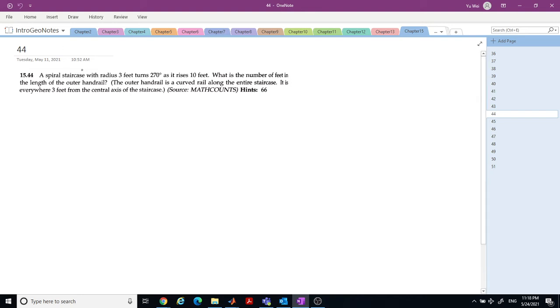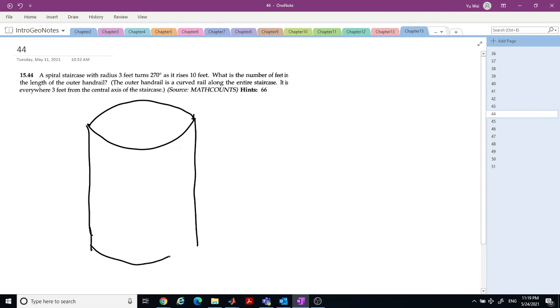So we have a spiral staircase with radius 3 feet, and it turns 270 degrees as it rises 10 feet. Okay, so here the stair is like a cylinder. Then we're starting from here. We go around here, right? And then we go here. Then we turn around to here. So we turn from here 180 degrees, then to here, right? So this is the 270 degrees.